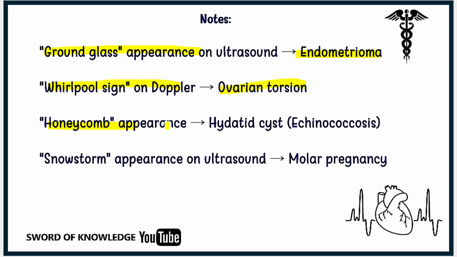Honeycomb appearance is seen in hydatid cyst, also called echinococcosis, and snowstorm appearance on the ultrasound is typical for molar pregnancy. These are the other topics. I'm just going to give you some pearls that you can use in the future MCQs.